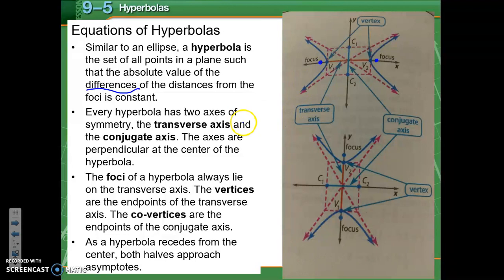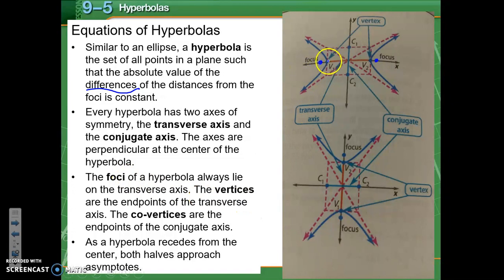Every hyperbola has two axes. One is called the transverse axis. The transverse axis is the longest one. So in this top picture, we have a horizontal hyperbola. In the bottom picture, we have a vertical hyperbola. The transverse axis goes through the hyperbola's vertices and foci. The conjugate axis is the shorter one, and it makes this rectangle that we see here. And we'll talk about how to get those points in a minute, but the longer axis, or the one that goes through the vertices and the foci, is called the transverse axis. The foci always lie on the transverse axis, like we just said.